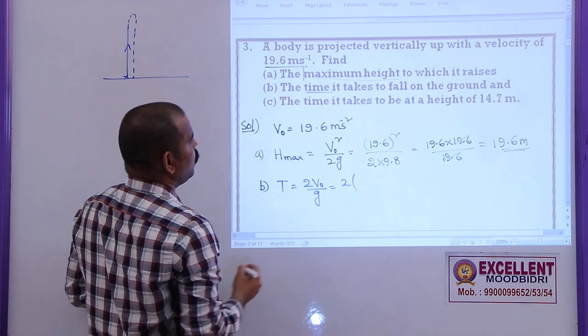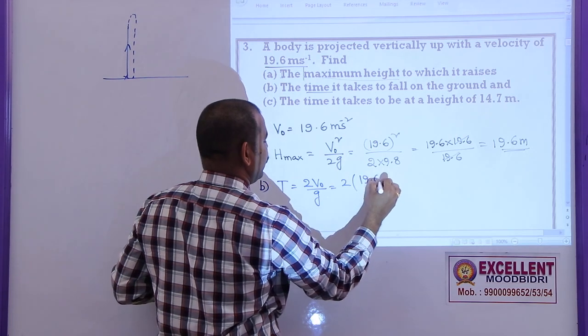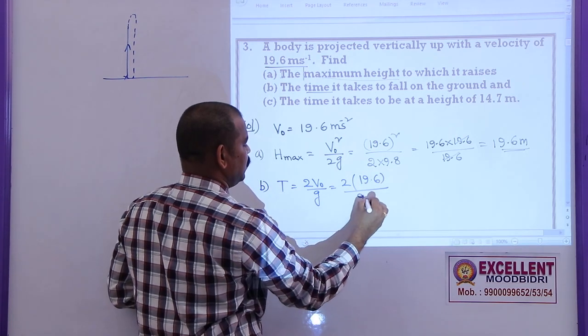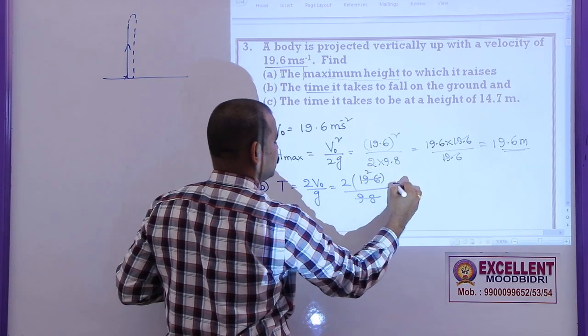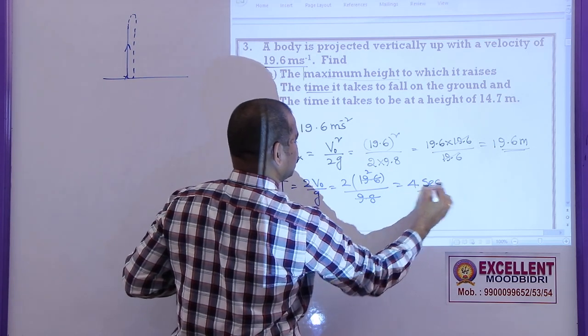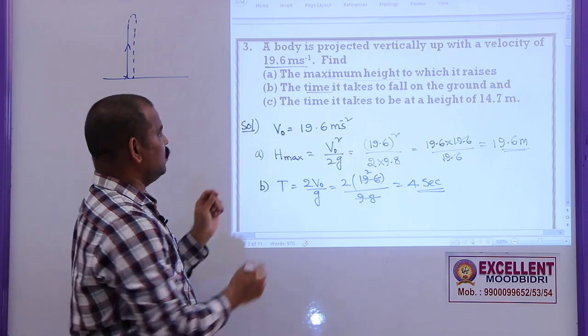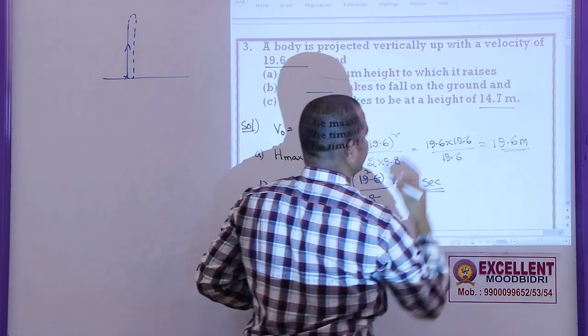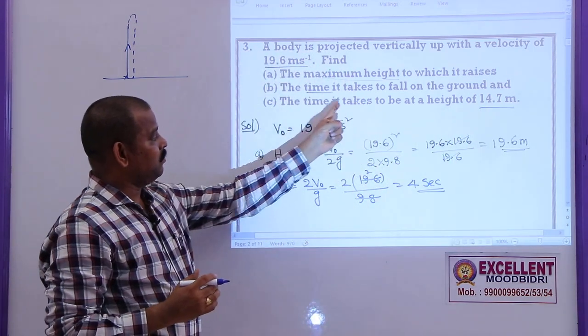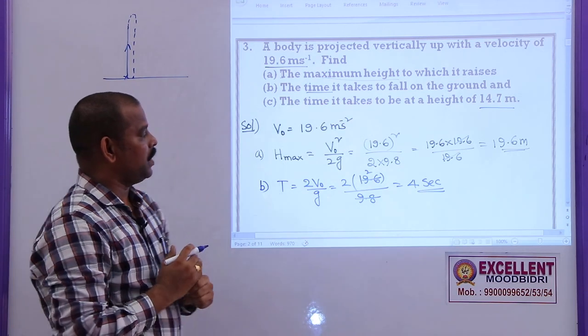So, this is 2 into what is the initial velocity? 19.6, by g, which is 9.8. These two get cancelled. This is 4 seconds. So, it will take 4 seconds to reach the ground. Now, see the third one, very, very important. This is the time it takes to be at a height of 14.7.